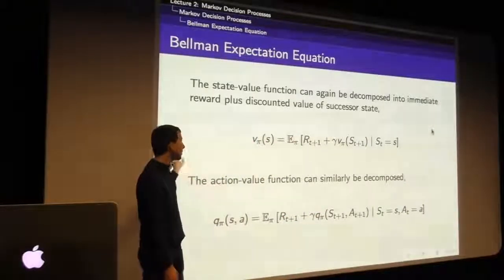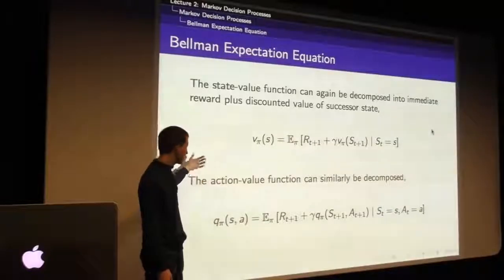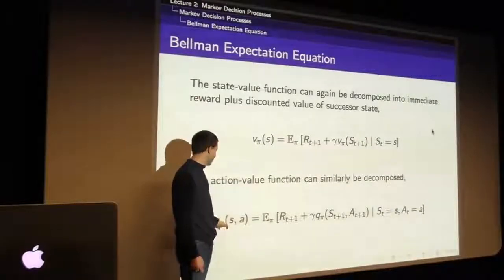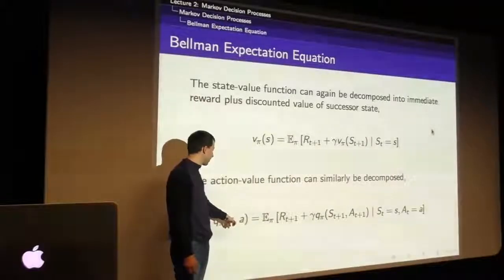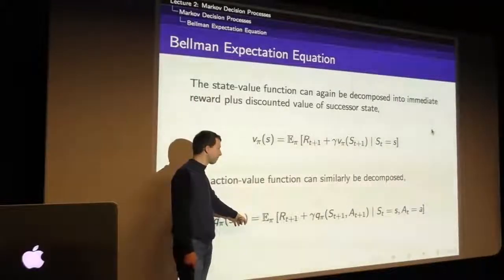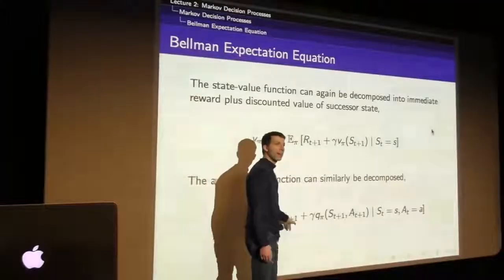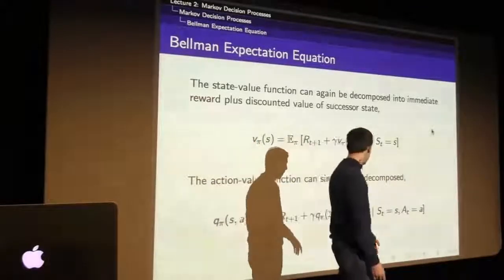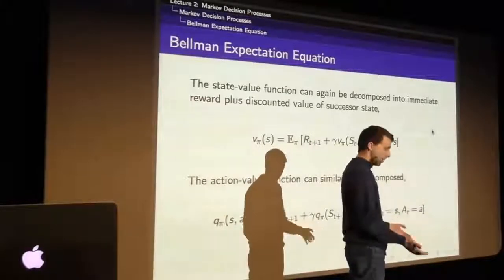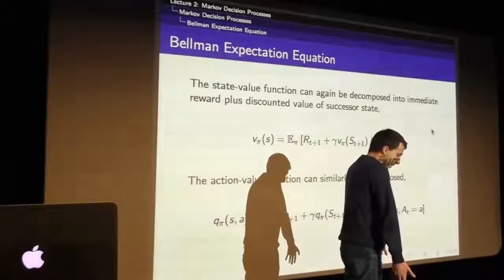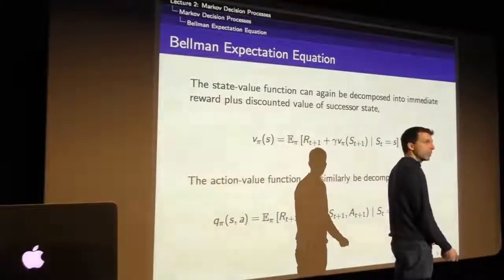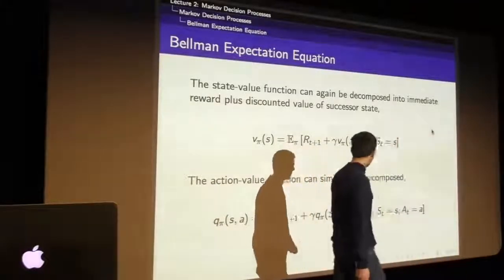We can do the same thing with the action value function, with these Q values. This basically tells us that if I'm in one state and I take an action from there, then I'll get some immediate reward for that specific action. And then I'll look at where I end up, and I can ask, what's the action value of the state that I end up in, under the action that I would pick from that point onwards? Okay?